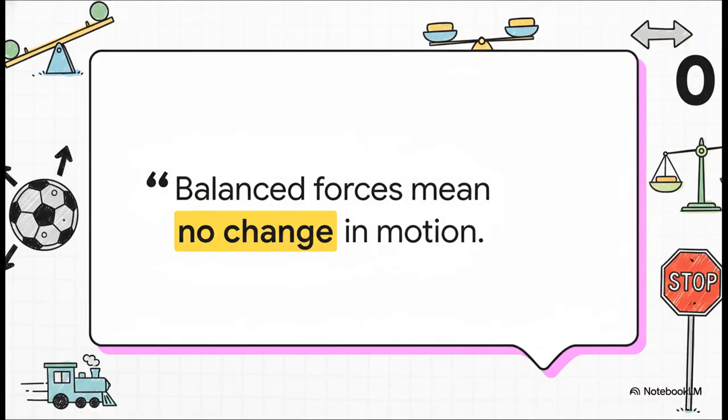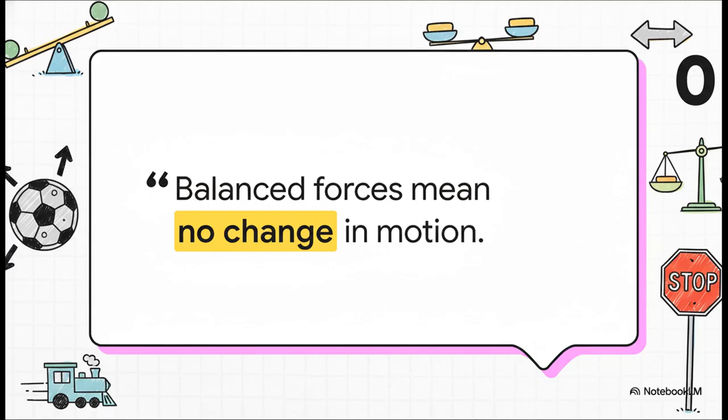And this is really the key takeaway for everything. Balanced forces mean no change in motion. For our soccer ball, that meant staying perfectly still. But balanced forces also apply to a car that's driving at a perfectly steady speed. The push from the engine is balanced out by the air resistance. The big rule is this: unbalanced forces cause a change, but balanced forces mean things just keep on doing whatever they were already doing.